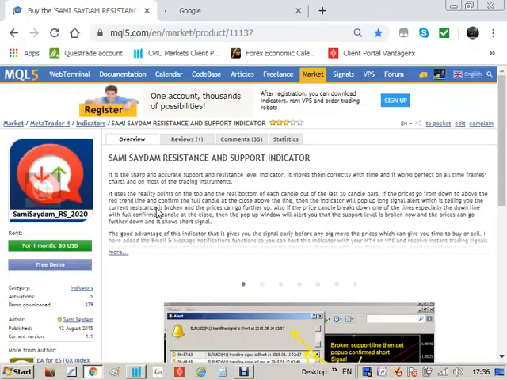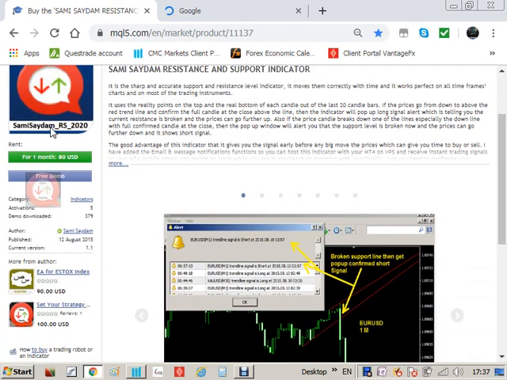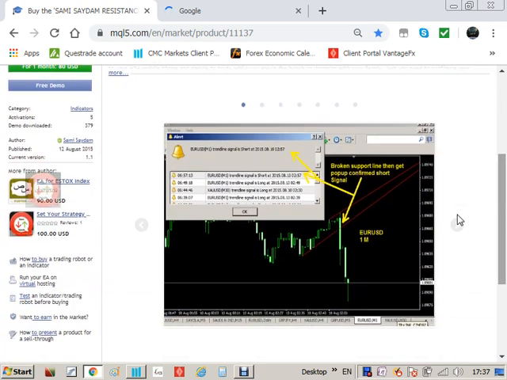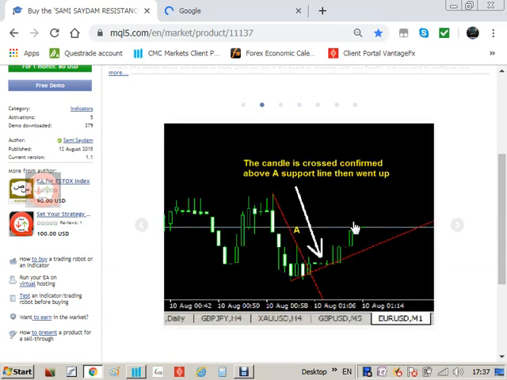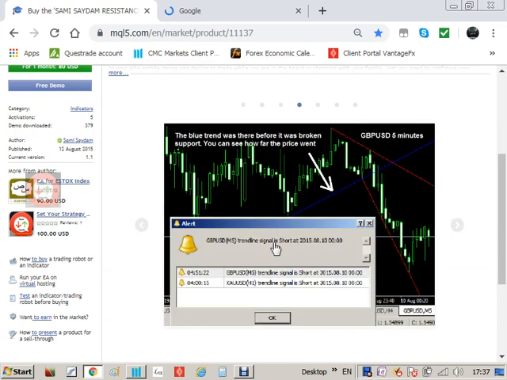So, as I told you, you can download. You can go also here. This is the indicator. If you open this screen, you will see the Sami Saydam RS 2020, and it will give you some pictures of how it works, on the pop-up screen, how it pops up. I will show you here long. Here it gives you the short trend, because the first line was here, then it broke down.